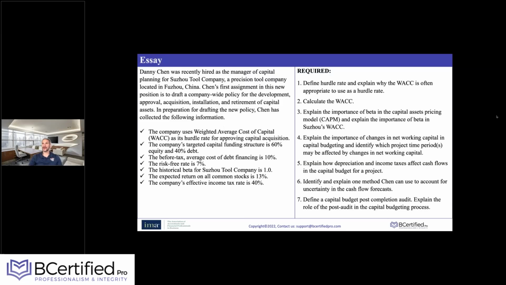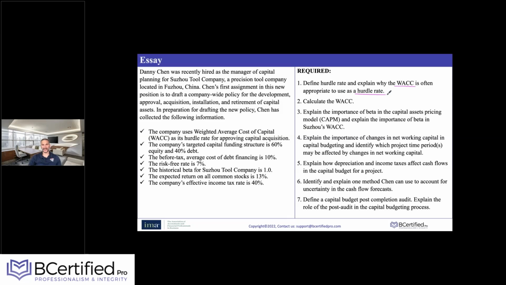Okay, let's do an essay. Again, the same strategy that we did before still applies. So I'm not going to read the given, I'm going to start automatically with the question. Define hurdle rate. We took that in both section B and section E, corporate finance and investment decisions. And explain why WACC is often appropriate to use as a hurdle rate.